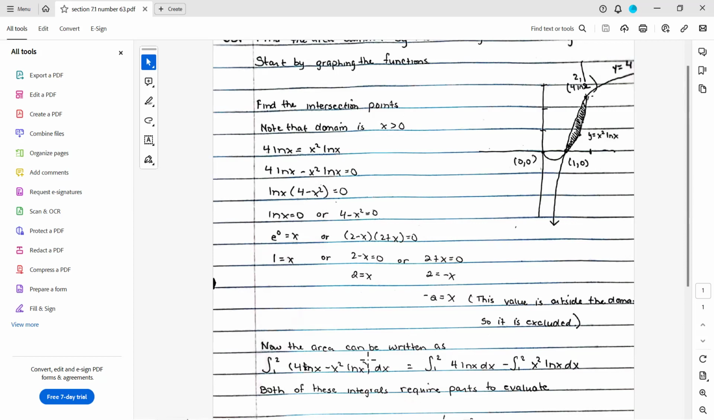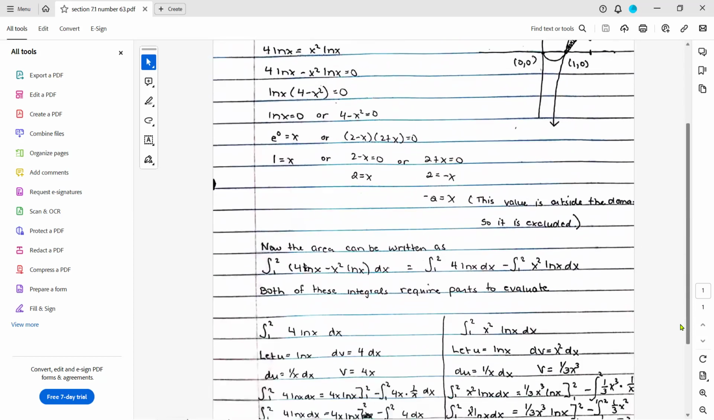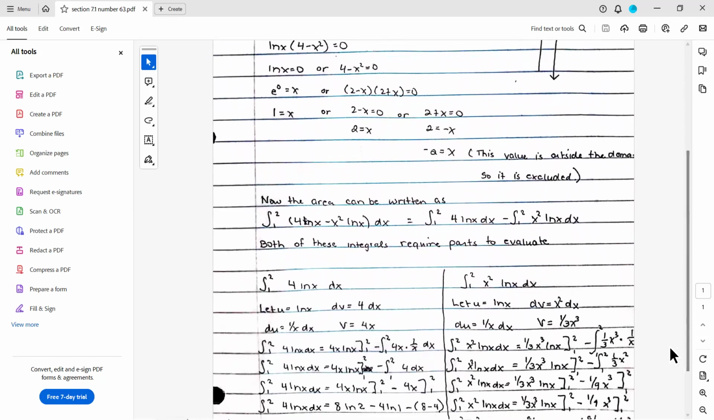Now, you don't have to write this as two integrals, but because I needed parts on both of them, I didn't want to write it as one integral and try to do parts twice and show that. So I'm going to end up doing parts twice, but I ended up treating this as two problems. Both of these integrals require parts to evaluate, as I said.